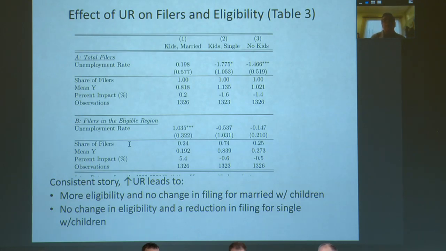So this is consistent with this idea that the shock is leading some of these married filers with kids to move into the eligibility region, and not changing things very much, or at least not in a significant fashion, for the singles with children.